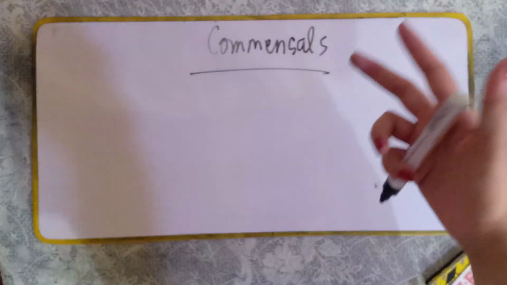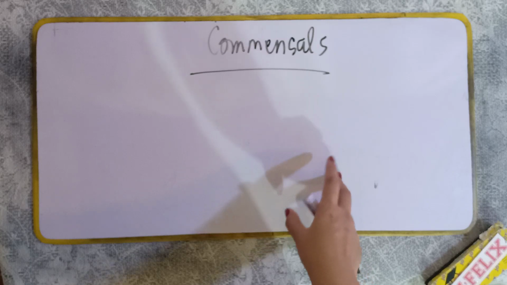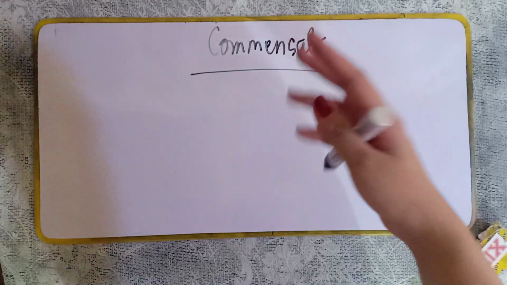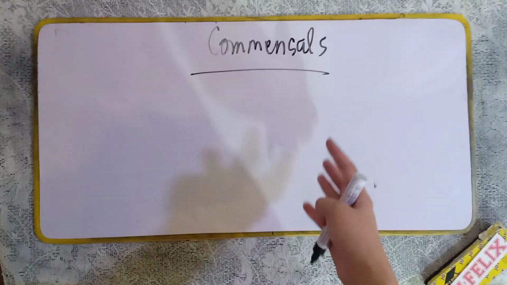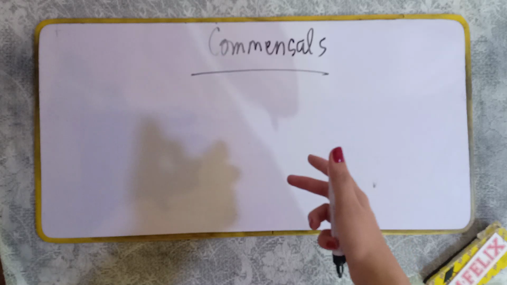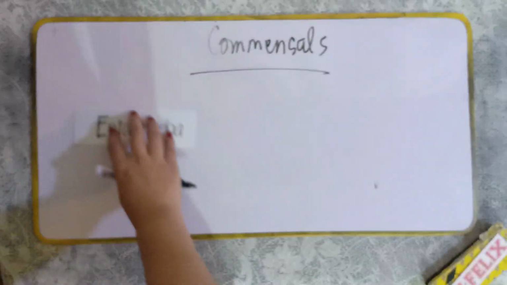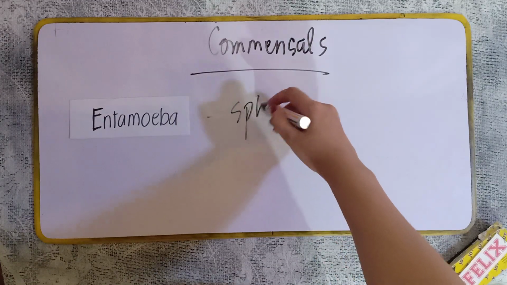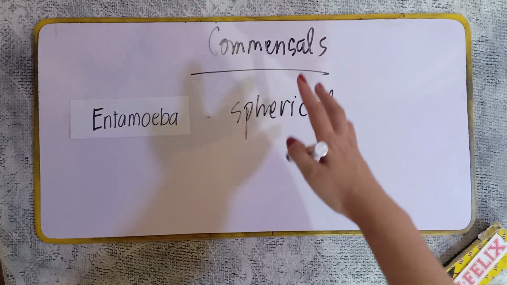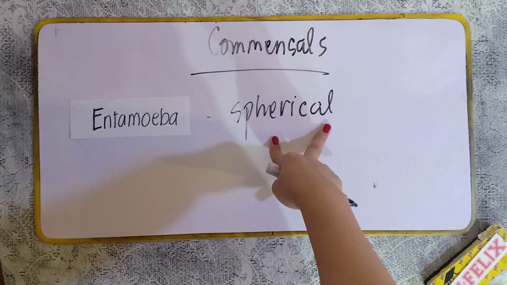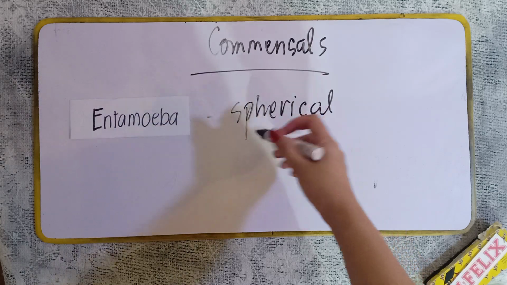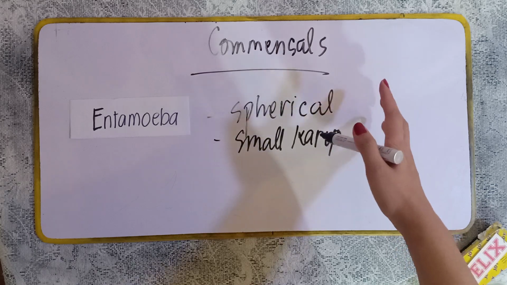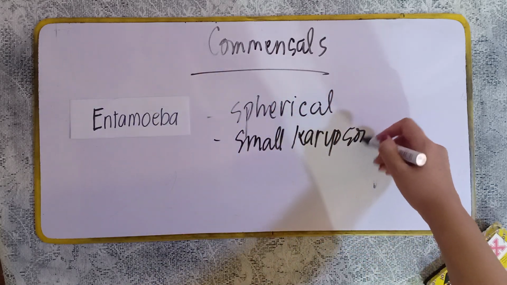Now, the three genera of this intestinal amoeba can be differentiated through the morphological features of their nuclei. Again, they can be differentiated on the basis of their nuclei. Okay. Now, the genus Entamoeba has a spherical nucleus, with a distinct nuclear membrane lined with chromatin granules and a small caryosome that is found near the center of the nucleus.